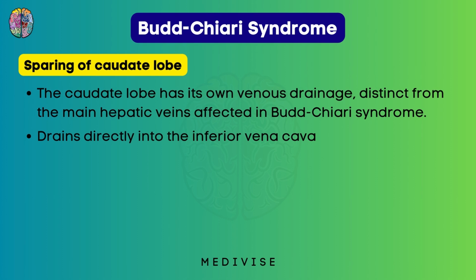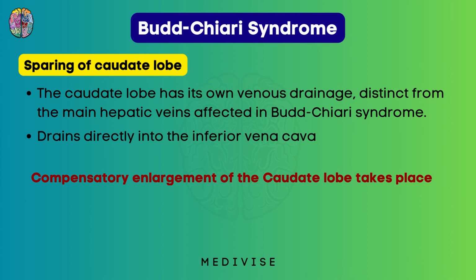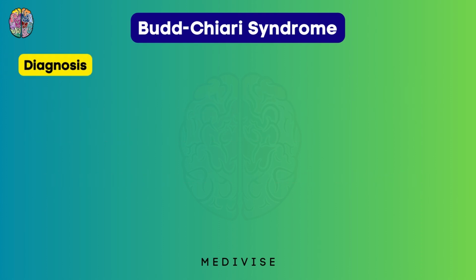And so you tell me, if there is a thrombus in the left or right hepatic veins, what is going to happen to the caudate lobe? Is it going to be affected? Not really. The other lobes are going to be affected, and we are going to see a compensatory enlargement of the caudate lobe, because in a way the caudate lobe takes over the work of the other lobes which are not working. How are you going to diagnose this condition?